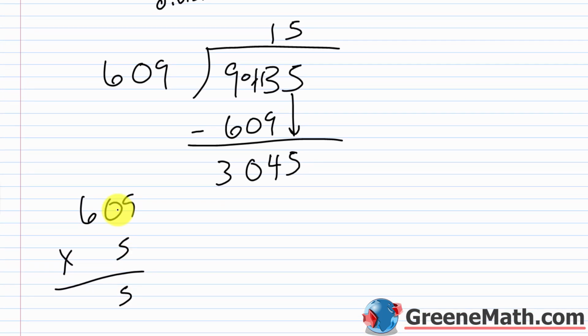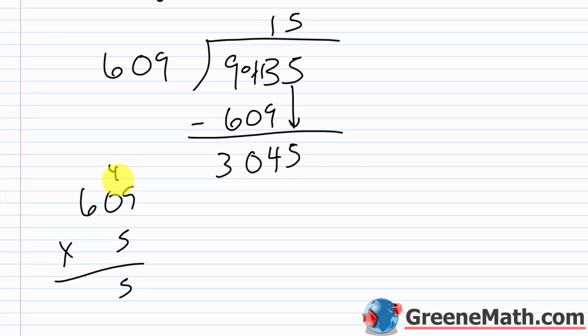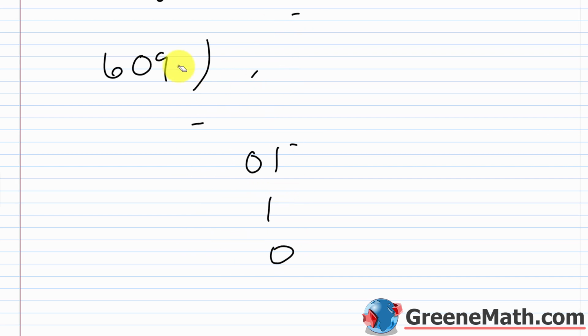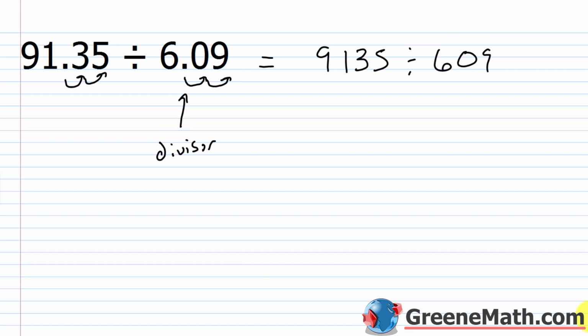5 times 9 is 45. 5 down, carry the 4. 5 times 0 is 0 plus 4 is 4. 5 times 6 is 30. So again, 5 times 609 is 3,045. Subtracting gets 0. So our answer here is just 15. Let me erase this and we'll scroll up and write that down. Our answer is going to be 15.